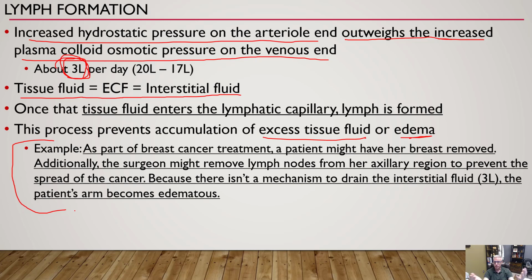And we see that, here's an example, with breast cancer. If we remove the breast and maybe the cancer has spread to your axillary lymph nodes, and you remove those lymph nodes as well, you're going to remove portions of that lymphatic system that can't pick up that interstitial fluid. You're going to see edema around that area, and you might have to wear a compression sleeve or a wrap to help control that edema.